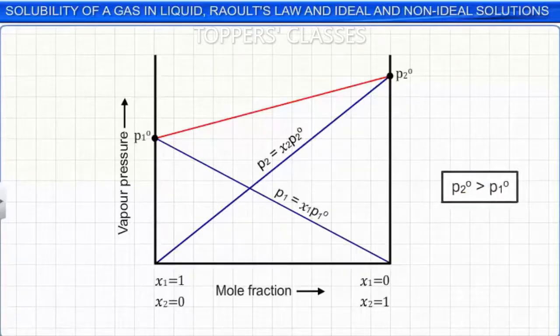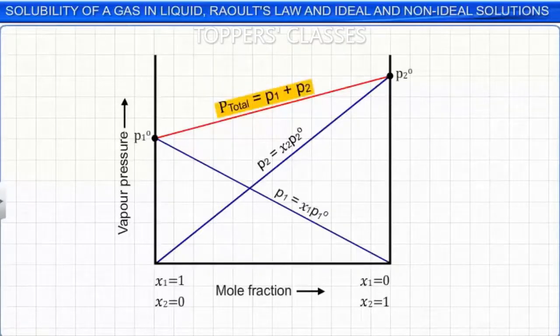This means that component 2 is more volatile than component 1. Now the total vapor pressure of the binary mixture, P total, is given by the sum of the partial pressures P1 and P2. As you can see in the diagram, the solid straight line gives the plot of P total versus mole fraction.